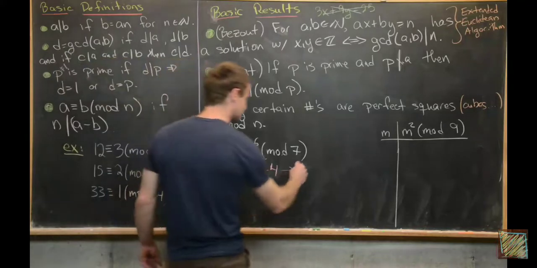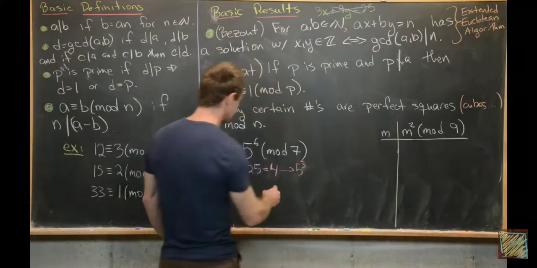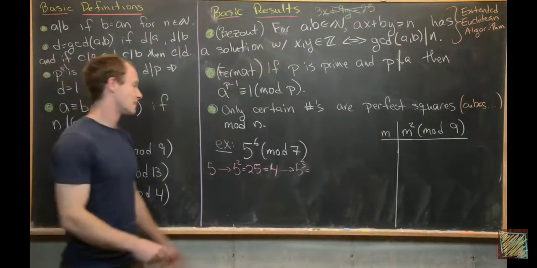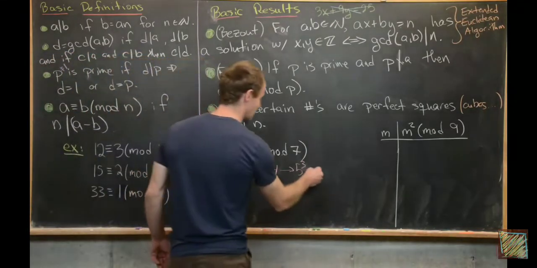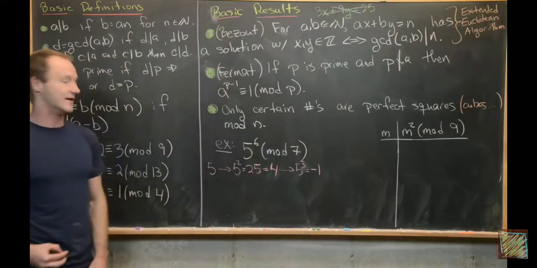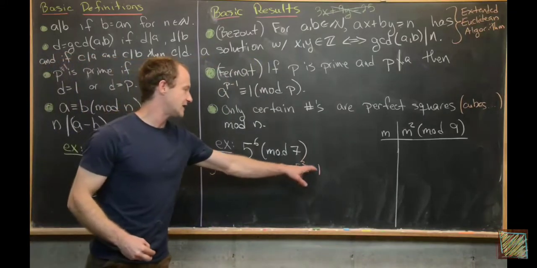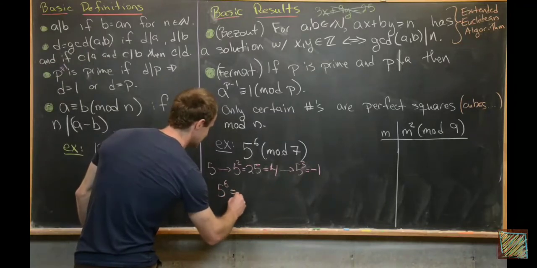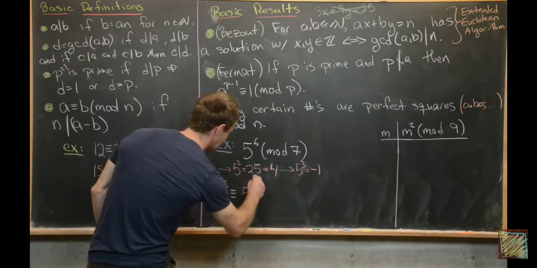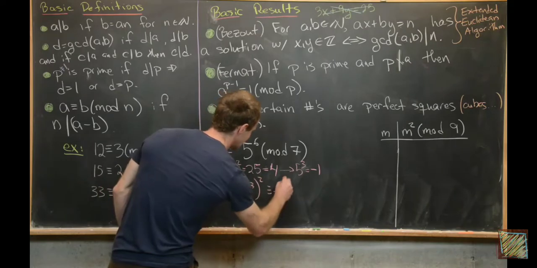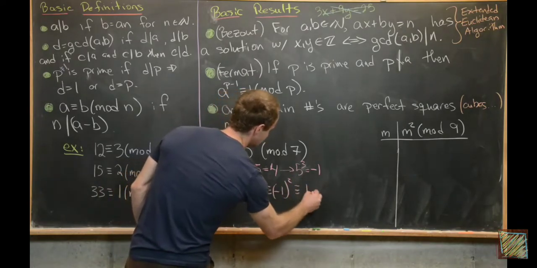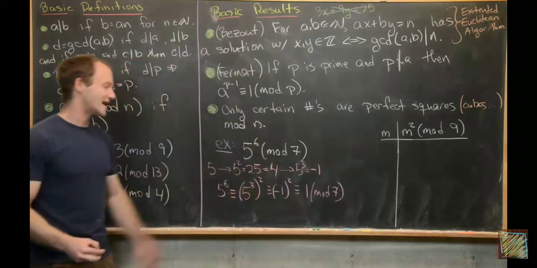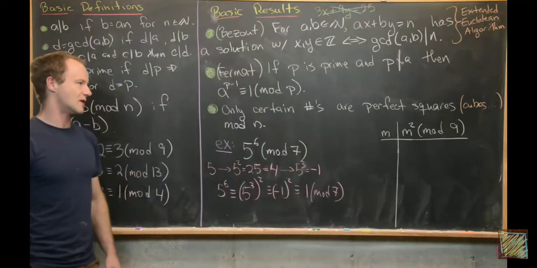That's going to give us 5 cubed, but that's also 5 times 4, which is 20. But notice 20 is the same thing as negative 1 mod 7. Now if 5 cubed is negative 1 mod 7, then 5 to the 6th is the same thing as 5 cubed squared, which is the same thing as negative 1 squared, which is clearly 1 mod 7. So notice there are lots of types of tricks for reducing mod n.